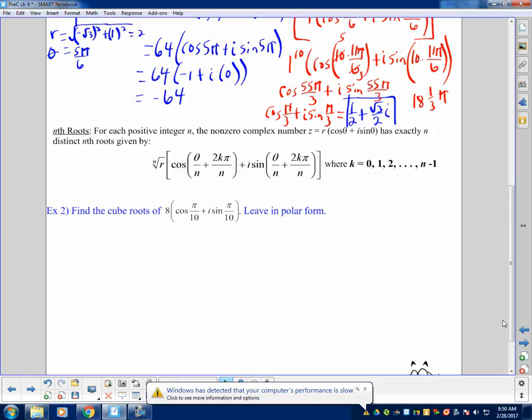Sometimes you can do it without really having to plug in 0, 1, 2. You'll just see what the increment is. You can tell what it takes to get back to where you started.